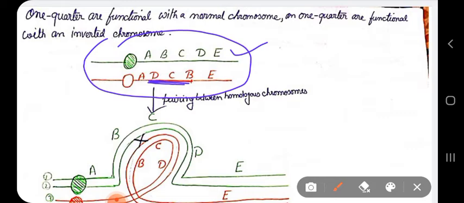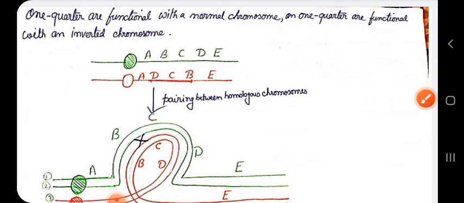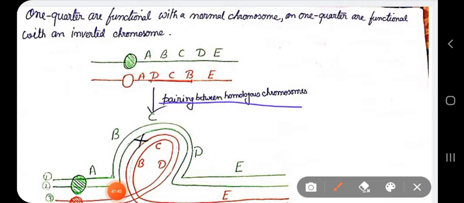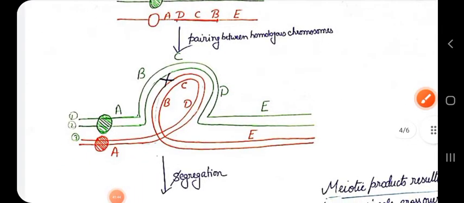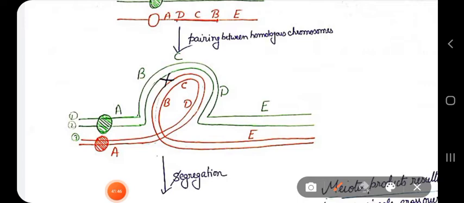Crossing over will occur between them during the pachytene stage of meiosis 1 of the cell cycle. Here we see pairing between homologous chromosomes, so obviously an inversion loop will be observed. You can see a characteristic inversion loop that tries to pair with its complementary segment on its homologous chromosome.